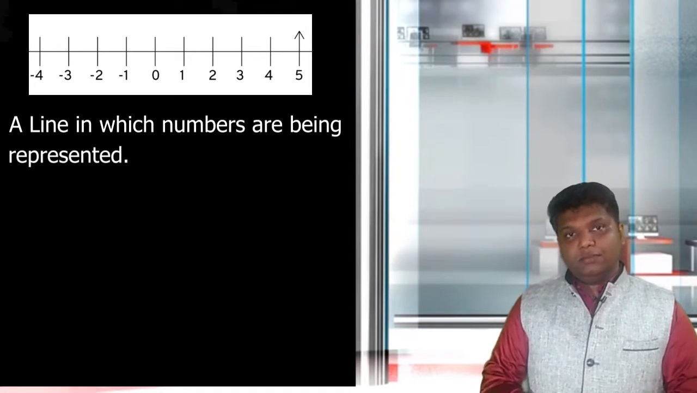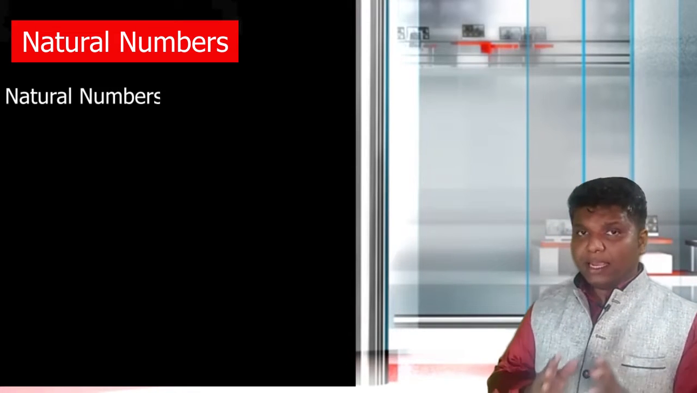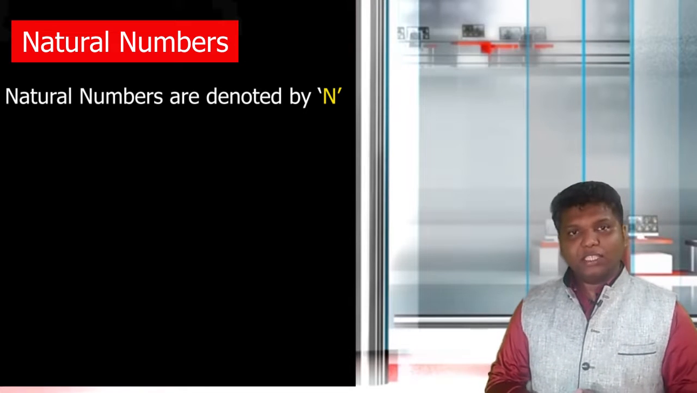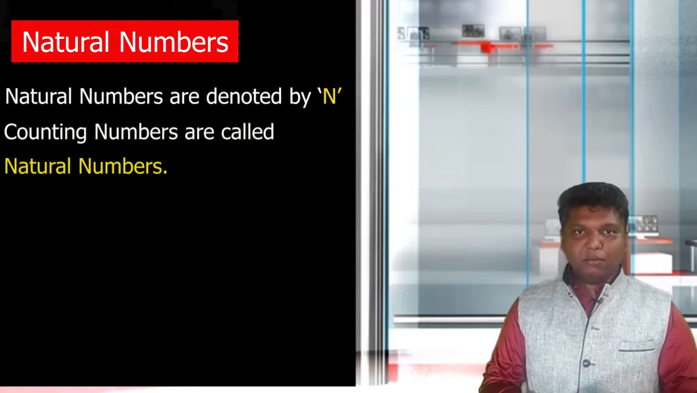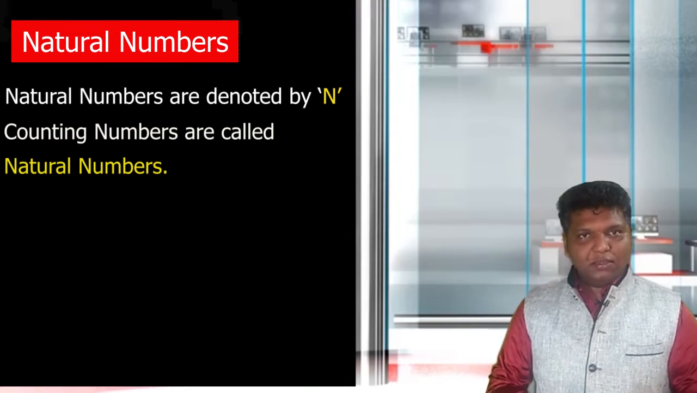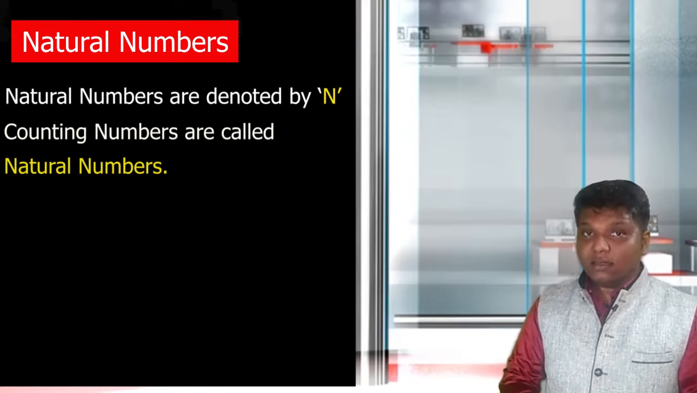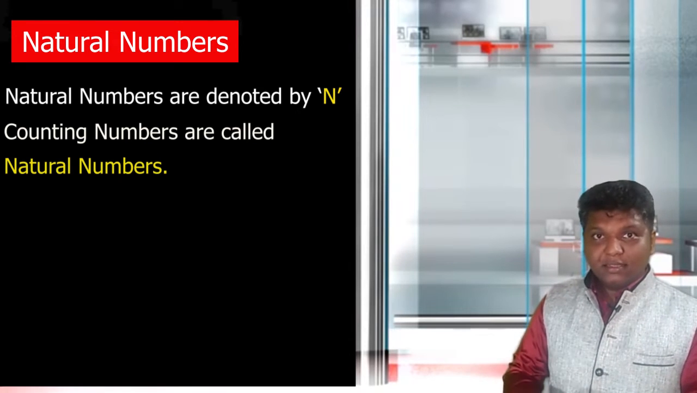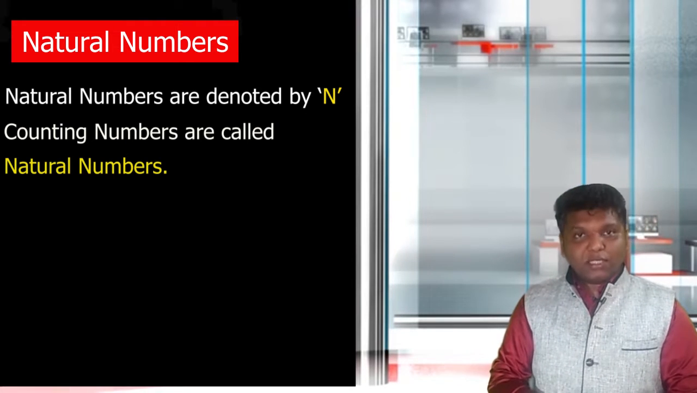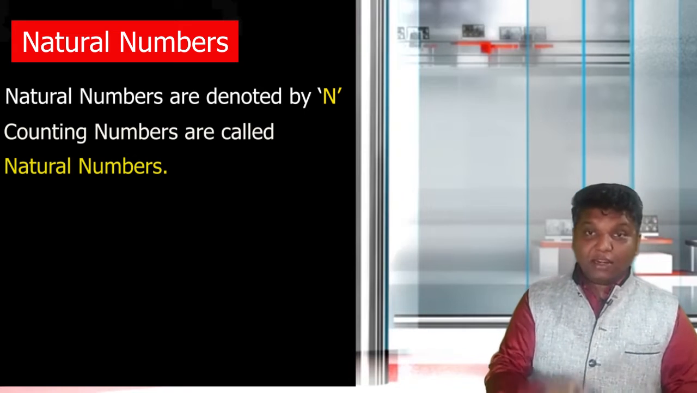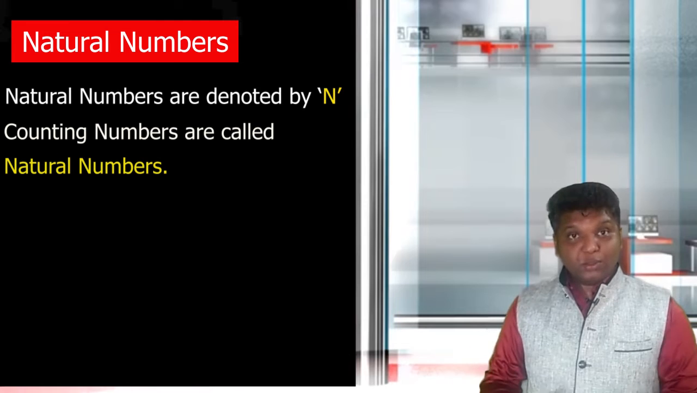Now let us study some categories of number systems. Number 1, natural numbers. Natural numbers are denoted by capital letter N. What are natural numbers? In simple words, we can say counting numbers are what we call the natural numbers. If anybody told you to count how many students are there in your class, from which number will you start? Will you start from 0, 1, 2, 3 like that? No. If I'm asking you how many books are there inside your bag, how will you start your count? You will start from 1 itself, right? 1, 2, 3, 4. That's the way you normally count.